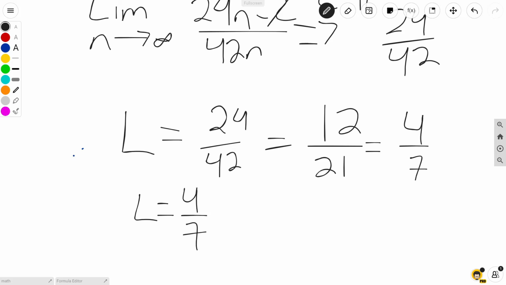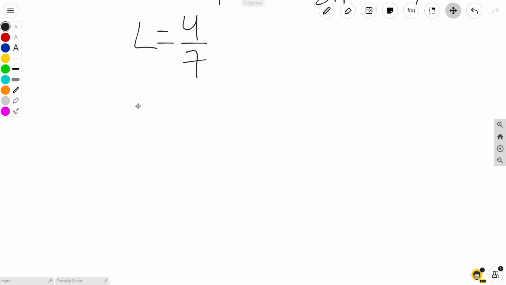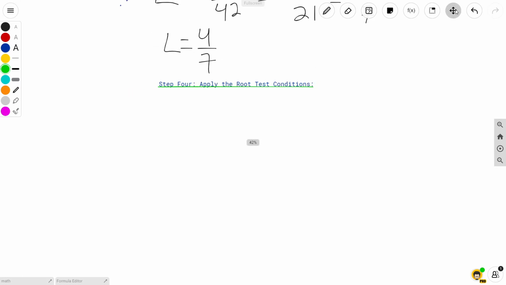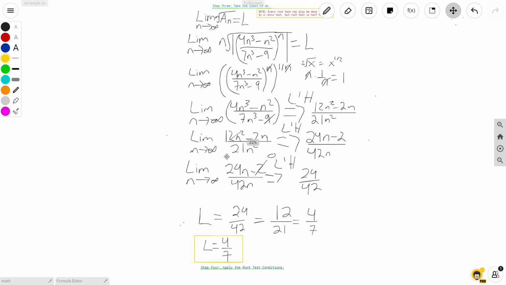So now that we've computed L, the next step, step 4, is to apply the root test conditions. So in doing so, when we apply the root test conditions, we're going to go ahead and put a box around this answer, because this answer is the important answer. And we're going to go ahead and just drag the conditions all the way down here.